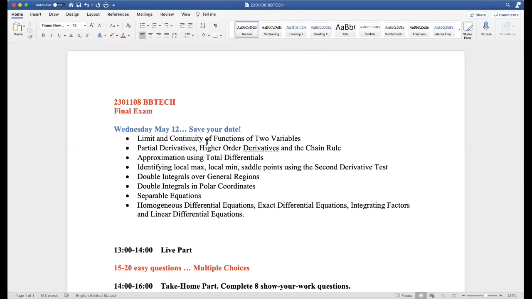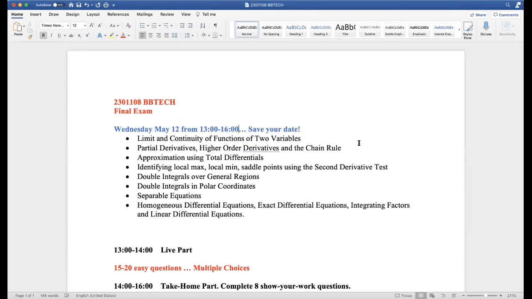Okay, everyone see that? So the final exam, here. The final exam is going to be on May 12th, which is 2 weeks from now, from 1 p.m. to 4 p.m. So save the date. This is going to be our final exam.